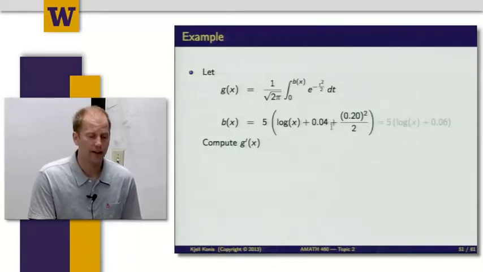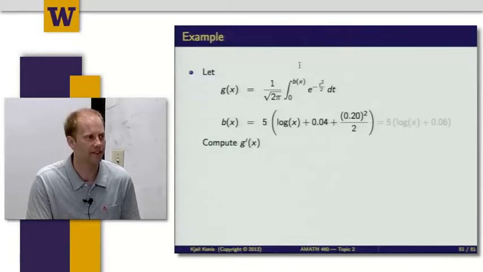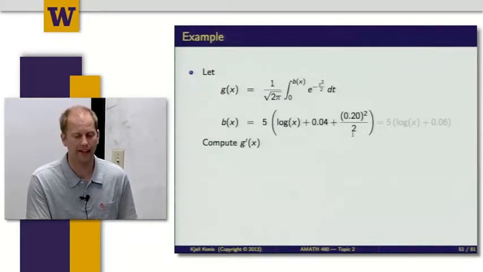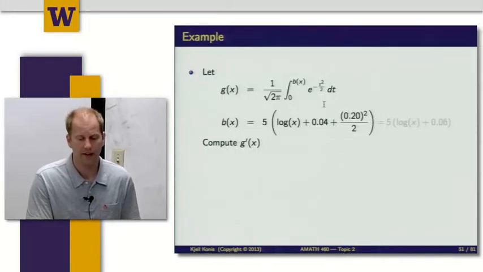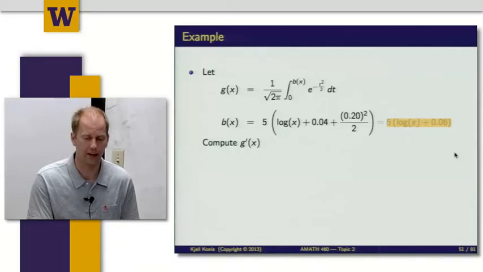Just a quick example of this. I think this is my simplified version of exercise 11 from chapter 1. Let g of x be defined as 1 over the square root of 2 pi times the integral from 0 to b of x of e to the minus t squared over 2 dt. And b of x is defined by this function here, which can be simplified the way I've done it in the light gray on the right.